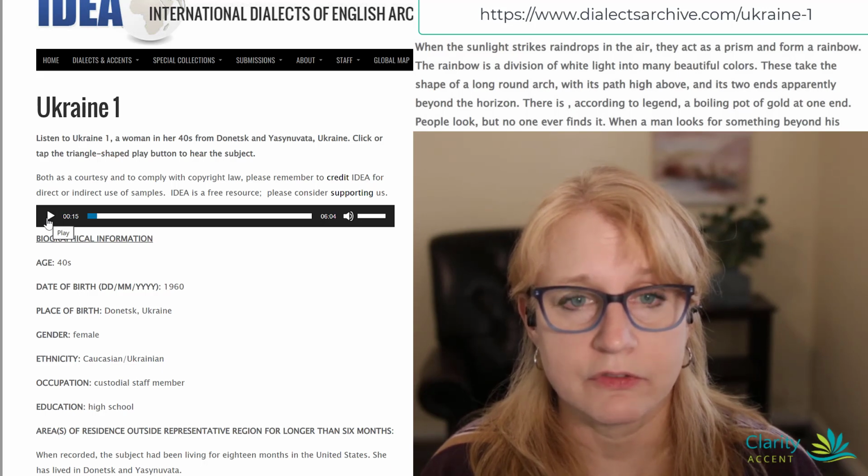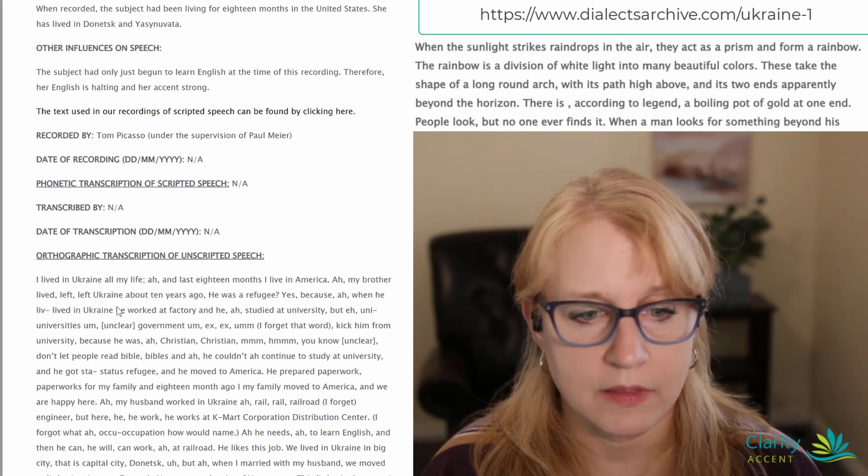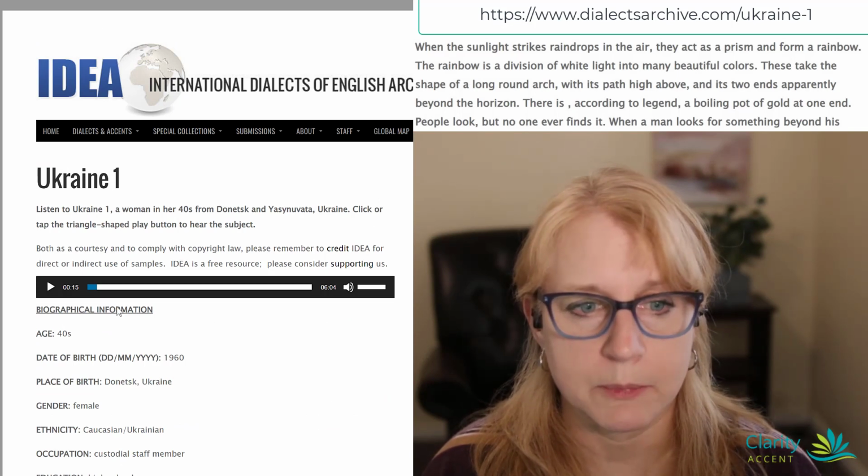Okay, so she says and form rainbow. Again, the R is very noticeable. And I don't know if I have the transcript of what she's trying to say, but I'm guessing it should say form a rainbow instead of form rainbow.